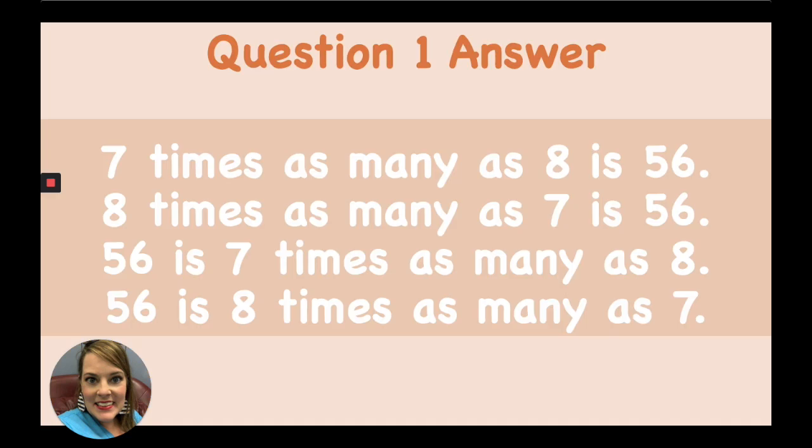Here's my answer. 7 times as many as 8 is 56, or 8 times as many as 7 is 56. You could also begin with the end, with the product, and say 56 is 7 times as many as 8, or 56 is 8 times as many as 7. Did you get all of those?